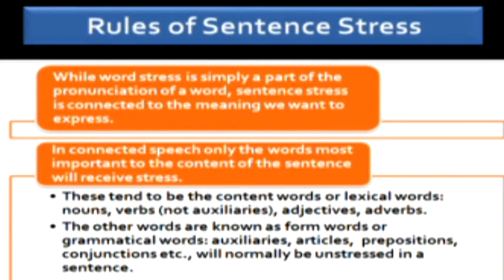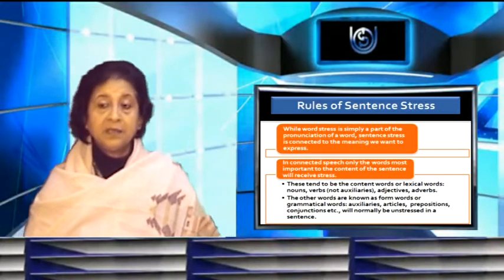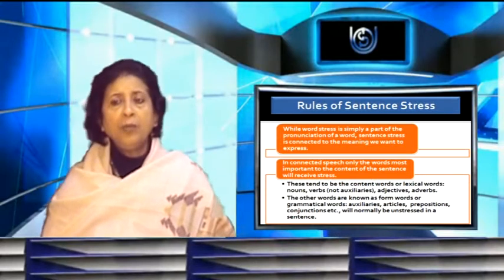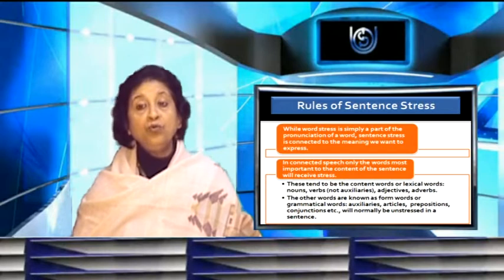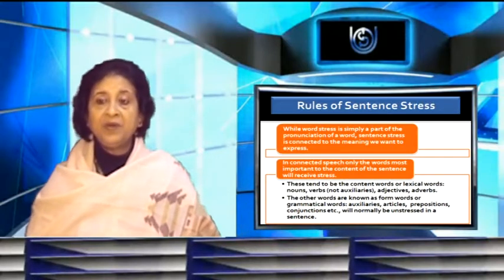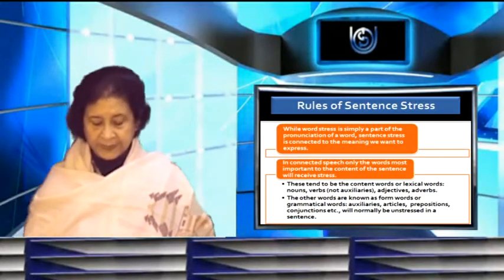Now, we'll see a few more examples. These tend to be the content words or lexical words: nouns, verbs. Verbs means not auxiliary verbs, not helping verbs. These must be action words. Then adjectives and adverbs. They are the words which are going to get more stress. The other words are known as form words or grammatical words, like auxiliaries, articles, prepositions, conjunctions, etc. They will normally be unstressed in a sentence. So stress will be more on nouns, verbs, adjectives, adverbs, and less stress on particles, prepositions, conjunctions. These are certain rules of sentence stress.